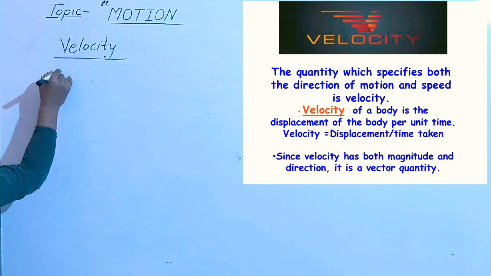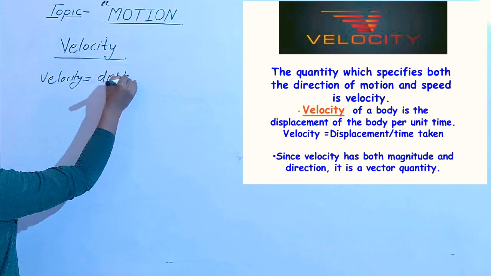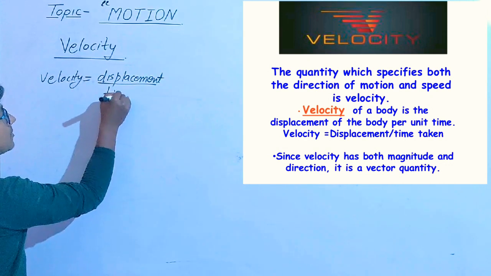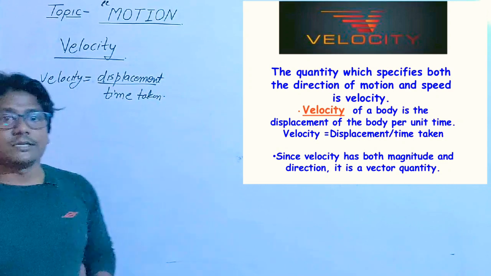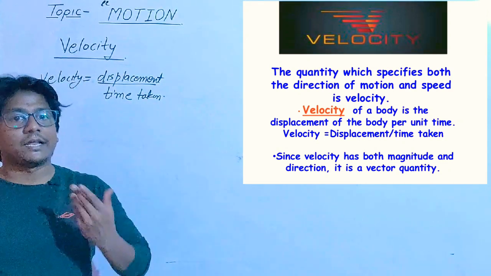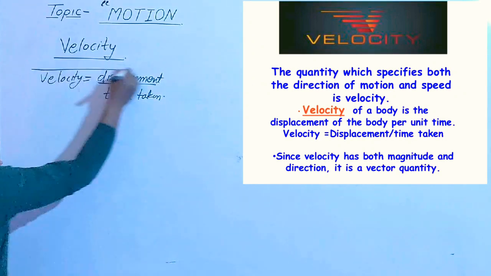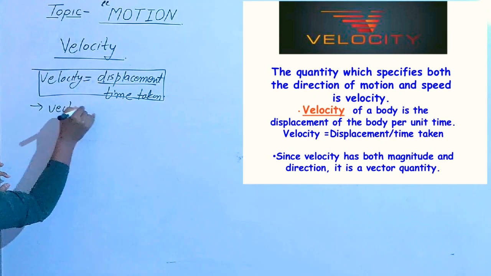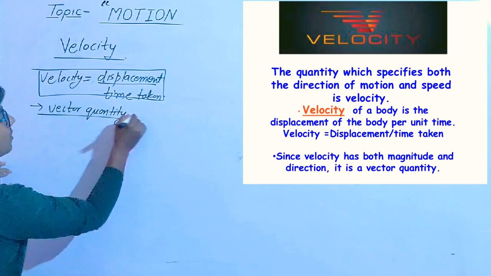So velocity is equal to displacement upon time taken. And yes, since velocity has magnitude and direction both, it is a vector quantity.